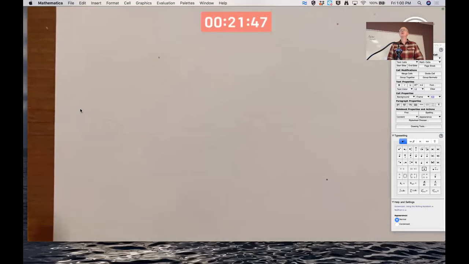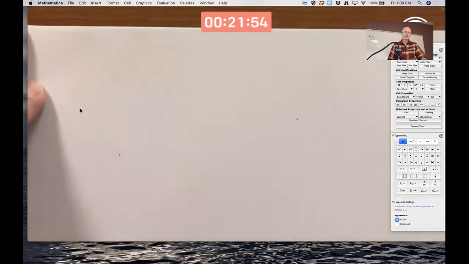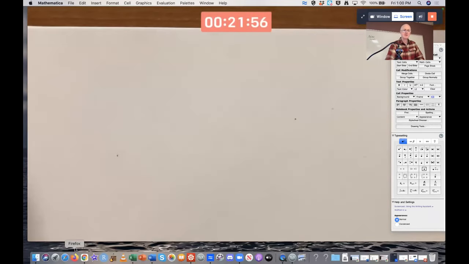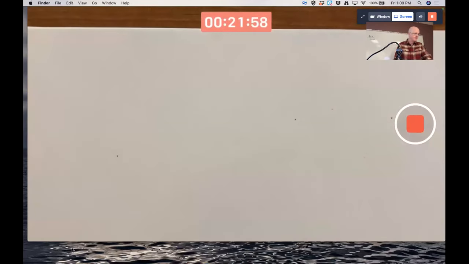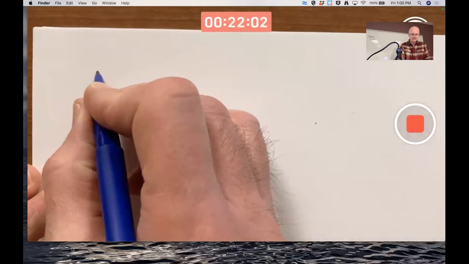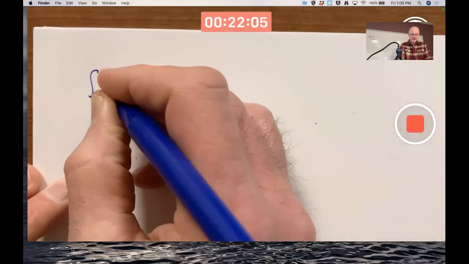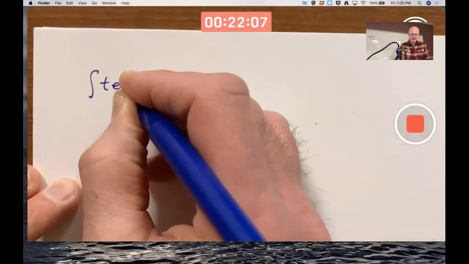Now let's move on to doing some indefinite integrals with substitution. So we did one example last time on Wednesday. Let's do some new examples. So here's our first new example. Integrate, say, t times e to the t squared dt.